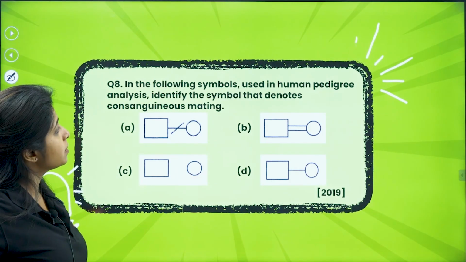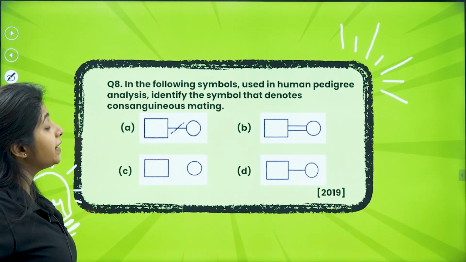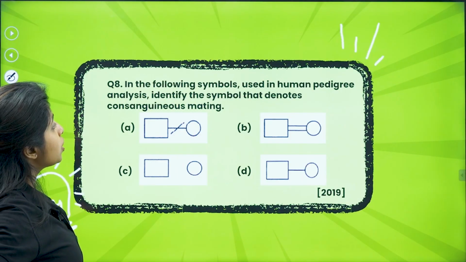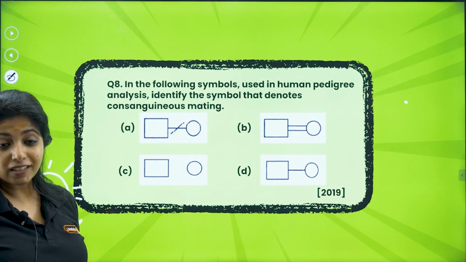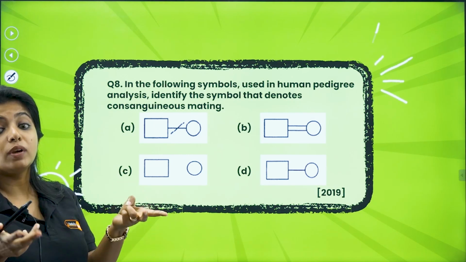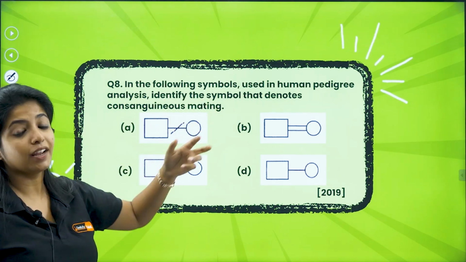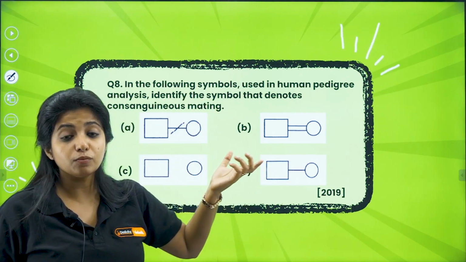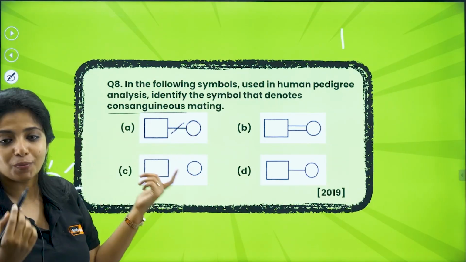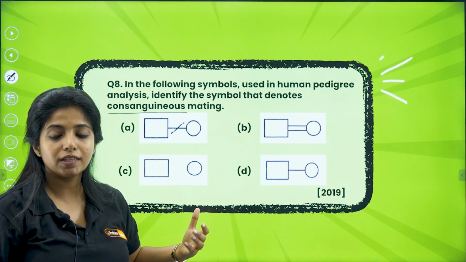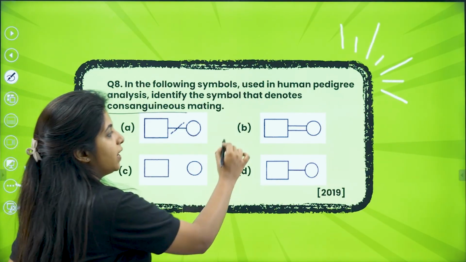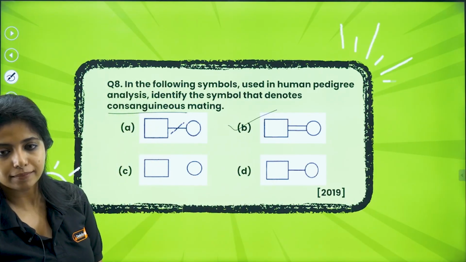Now, in the following symbols used in human pedigree analysis, identify the symbol that denotes consanguineous mating. Consanguineous mating means, I told you, mating between relatives. Children know that double line means mating between relatives, but they do not know this term. Then you will lose your marks. So, please understand, it's given in your NCERT, you should know it. So, what is your answer? Your answer would be B.